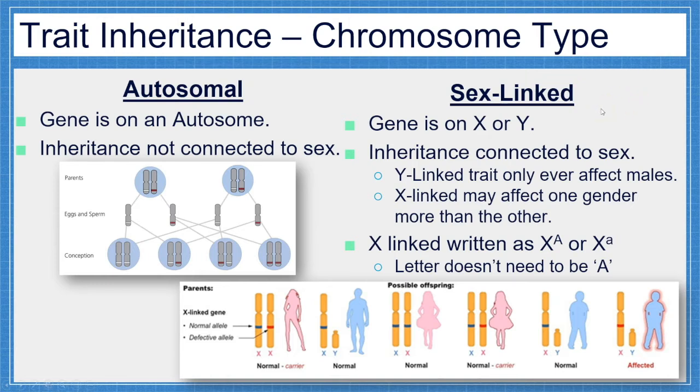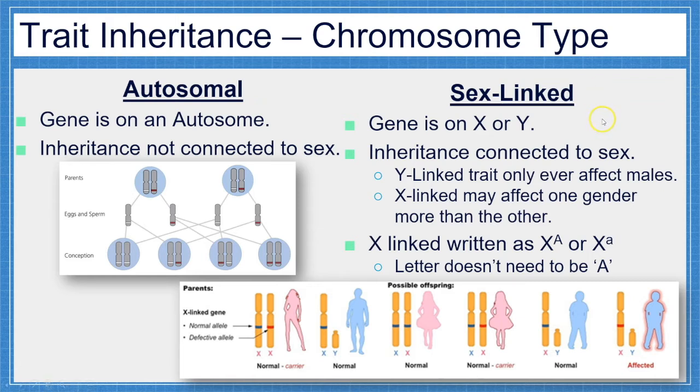When you're talking about these sorts of genes, the inheritance will actually be connected to sex in certain ways. For example, if the gene is on a Y chromosome, it will only ever affect males. If it is on the X chromosome, even though both genders get at least one X chromosome, it can affect them differently. So you can have certain traits that are more likely to affect males than females, and some that can be the other way around.